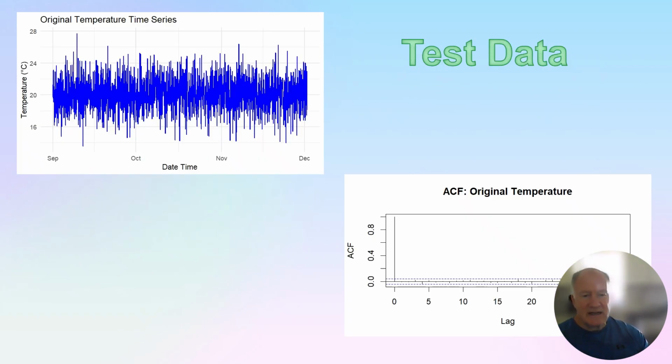So here's some test data. Here I don't see any trend, and it's not easy to see any seasonality. It's actually just a time series of random temperatures, and you can see the ACF drops off very quickly.